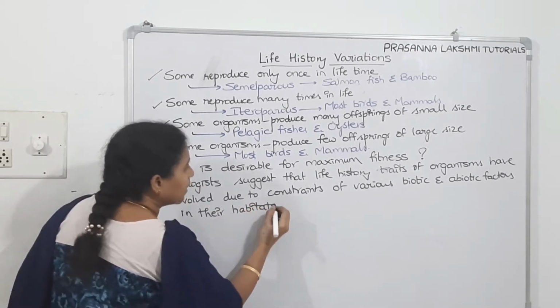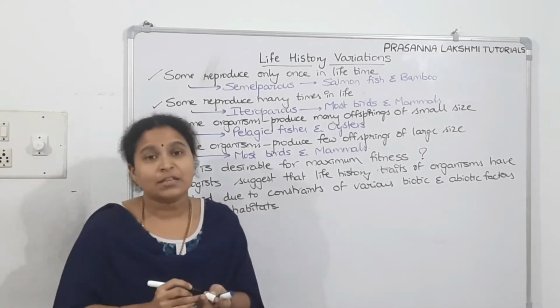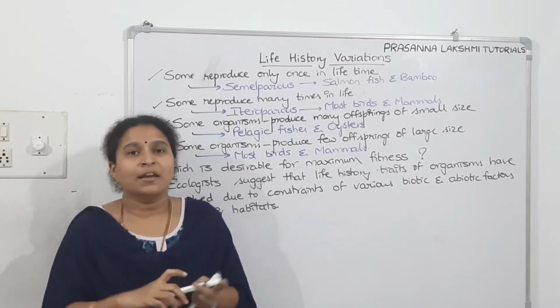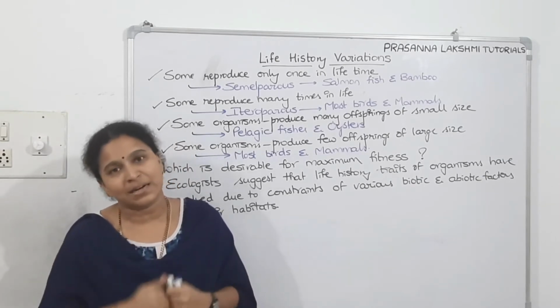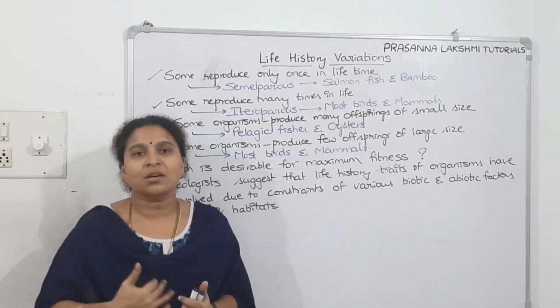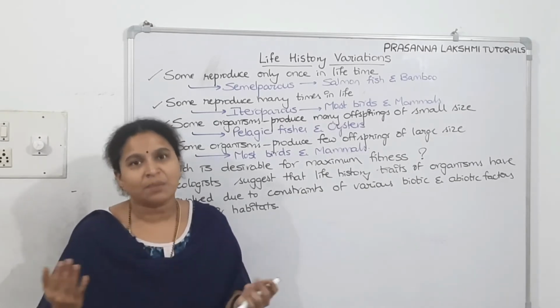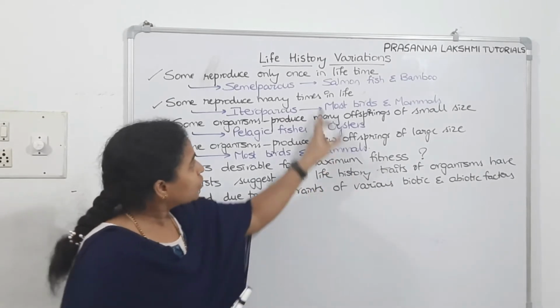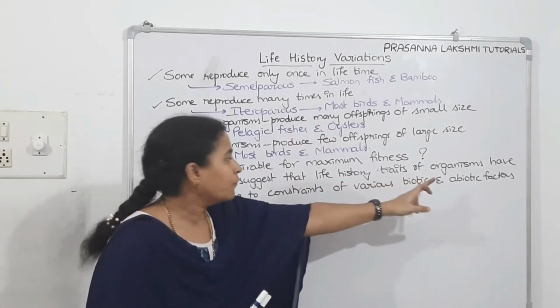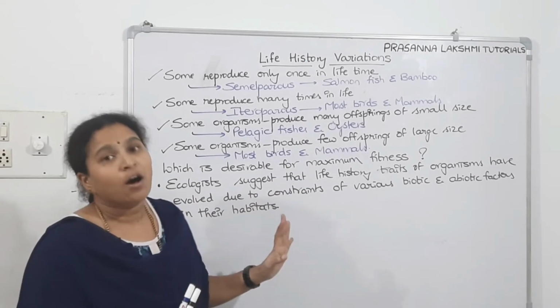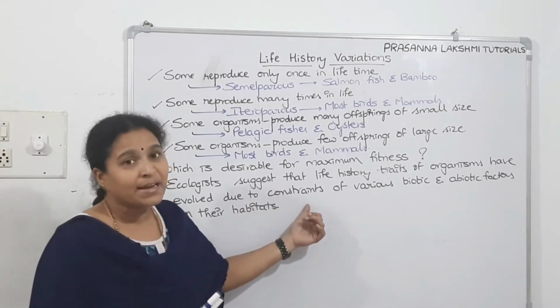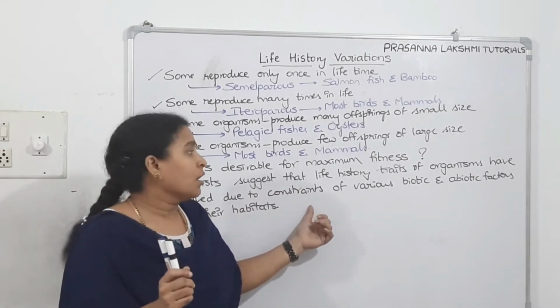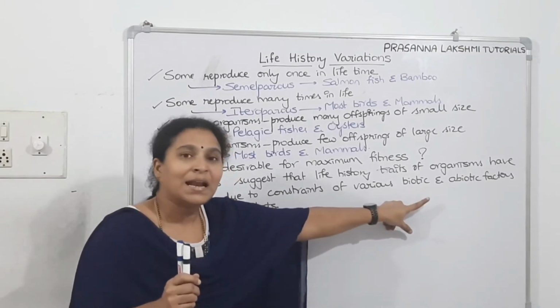Now, for example, you want to study, but if there is no space for you to study, if there's disturbance around, then you can't study, right? So you have the will and determination to study, but the surroundings are not matching. In the same manner, ecologists suggest that the life history variations, the life history traits of an organism, have evolved due to the constraints posed by different biotic factors and abiotic factors.